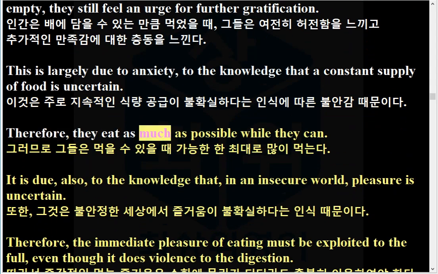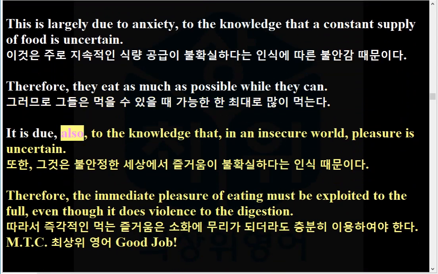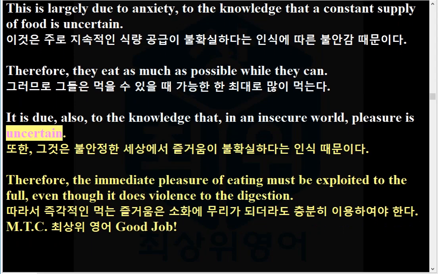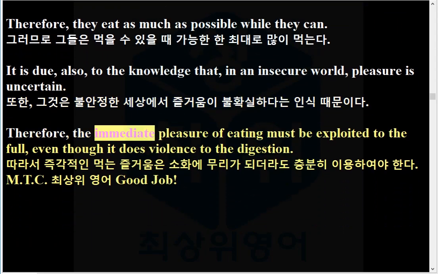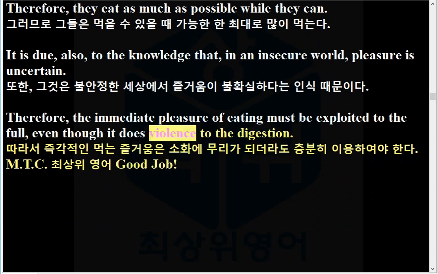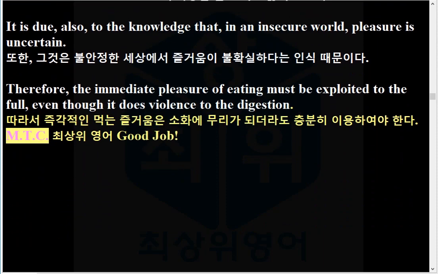Therefore, they eat as much as possible while they can. It is due, also, to the knowledge that, in an insecure world, pleasure is uncertain. Therefore, the immediate pleasure of eating must be exploited to the full, even though it does violence to the digestion.